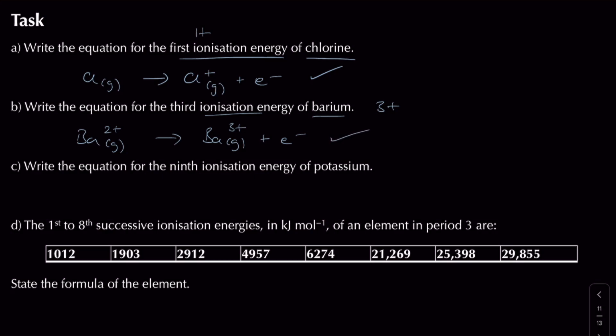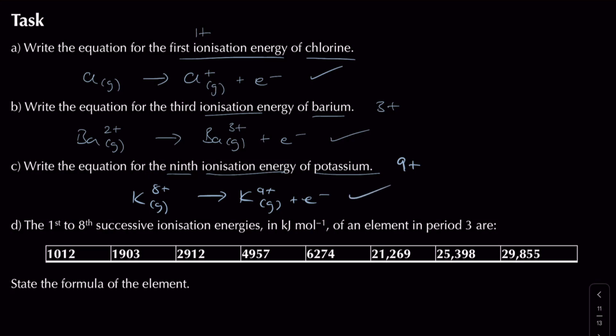Looking at C, we're asked to write the equation for the 9th ionization energy for potassium. Doesn't matter what you're looking at, in this case it's 9+, so we know we've got K 9+, which looks a bit weird again. That's a gas, and we're forming an electron, and that's going to be from K 8+, which is going to be a gas as well. Always do the equations backwards, it stops the silly mistake.